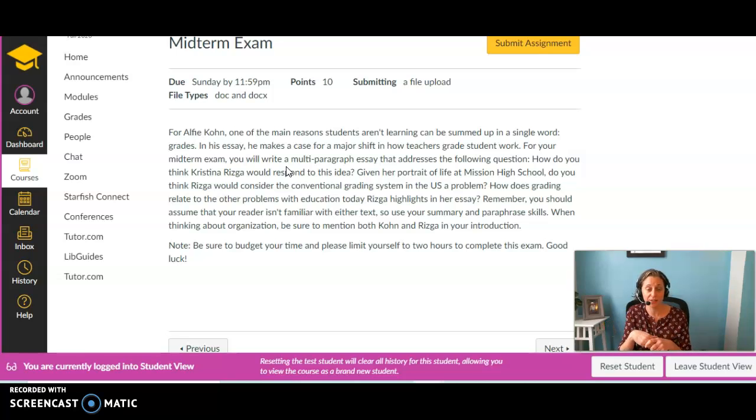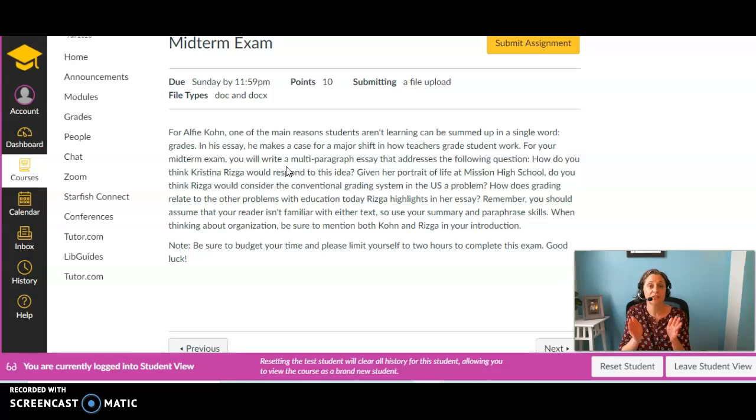They're not a student in this class. They haven't read Alfie Kohn's essay and they haven't read Christina Rizga's essay. So when you want to use those summary and paraphrase skills and provide context, use signal phrases, etc. When you think about the organization of this essay, it should have at least an intro, body, and conclusion, right? At least 3 paragraphs. It could have more, depending on how much you can get done.